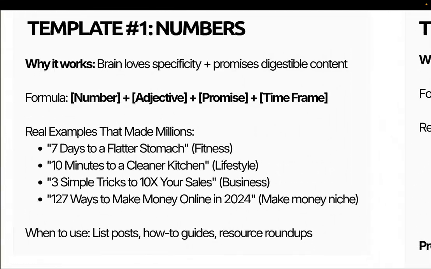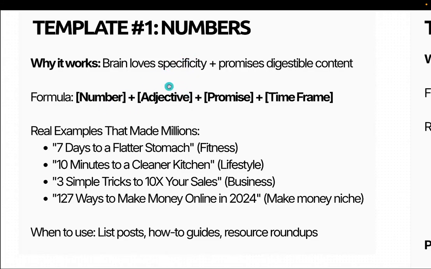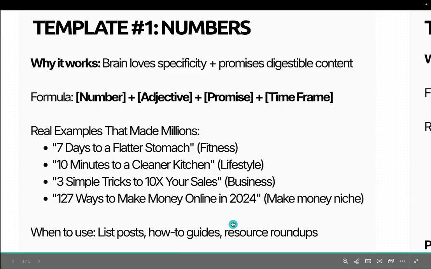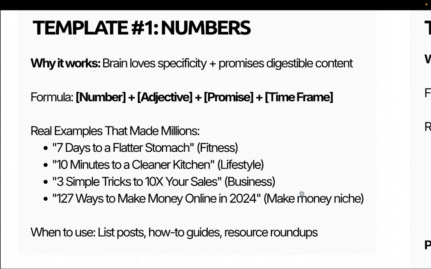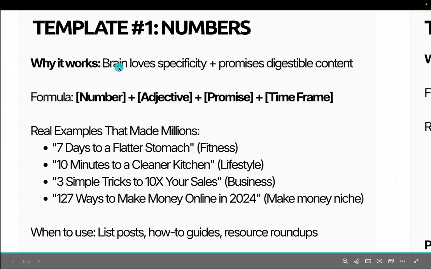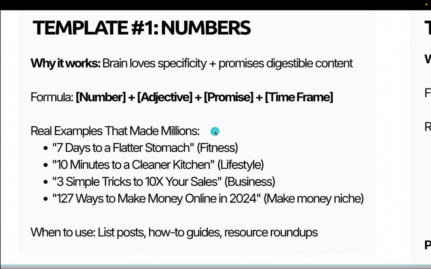Now, you mostly use this formula when you are creating list posts. So let's say you are creating content on LinkedIn or X, formerly Twitter, which requires you to bring in lists, so bulleted points or numbered points. You get it? Or let's say how to do something, so how-to guides or resource roundups. When you have a situation like this, you can use this template, the numbers framework. Right? Good. So let's look at an example.